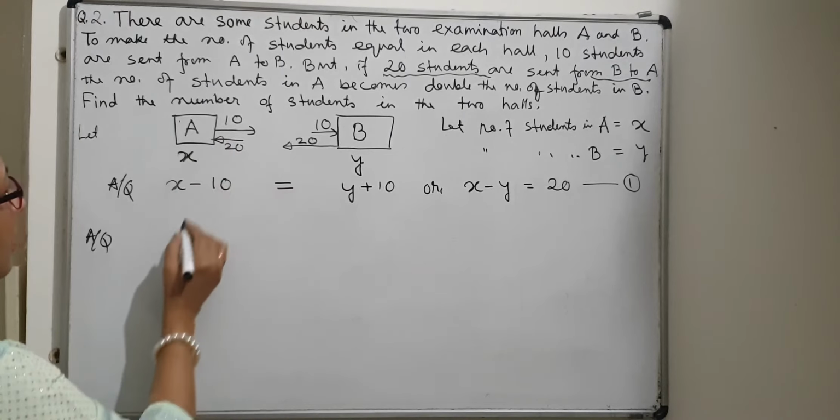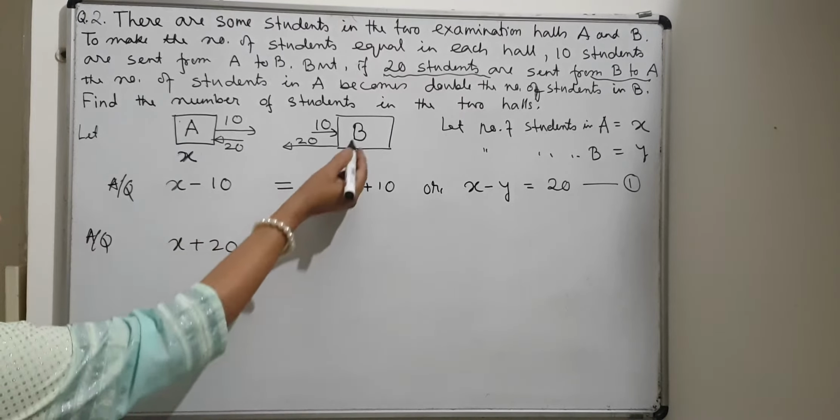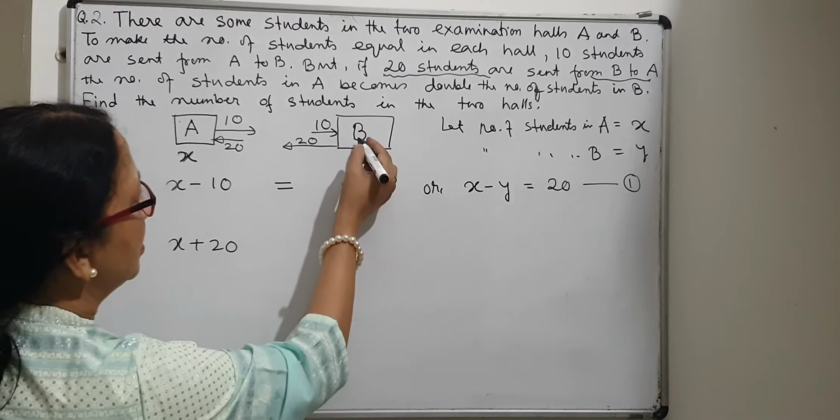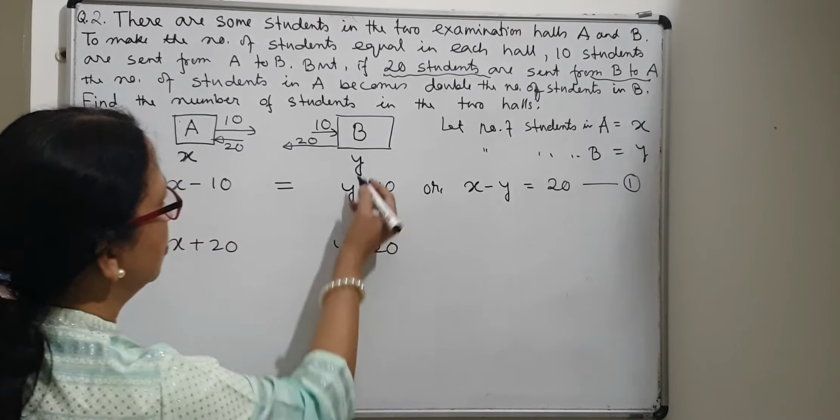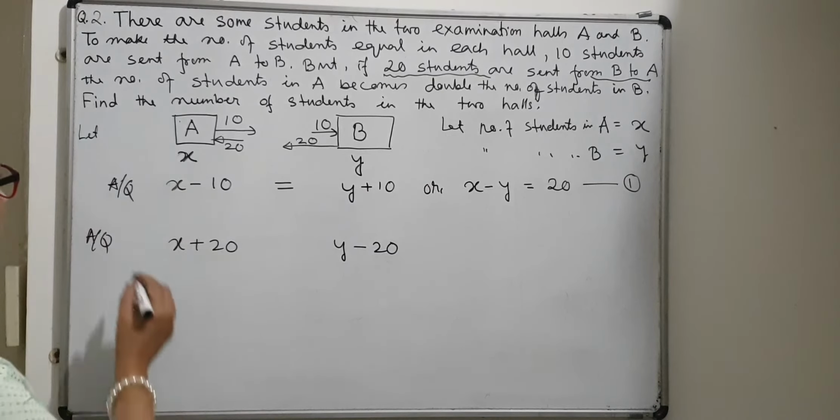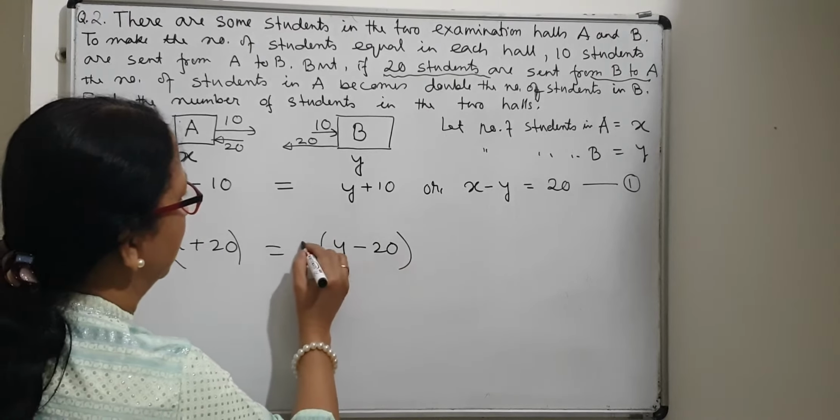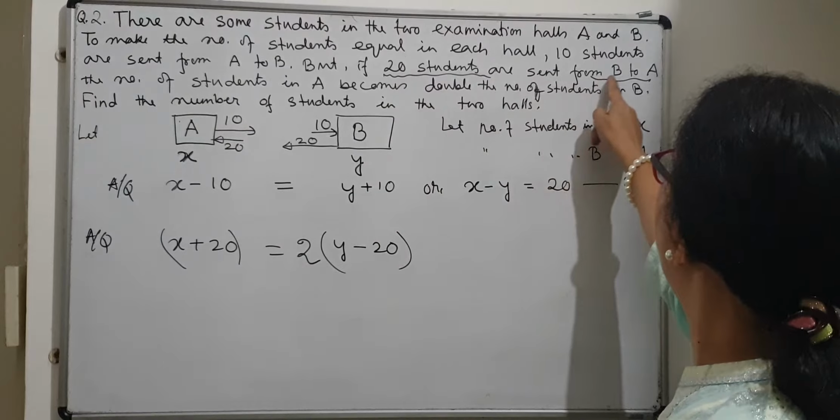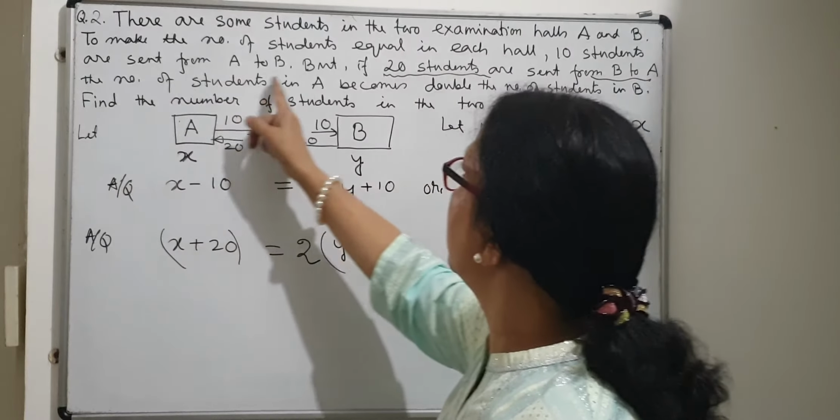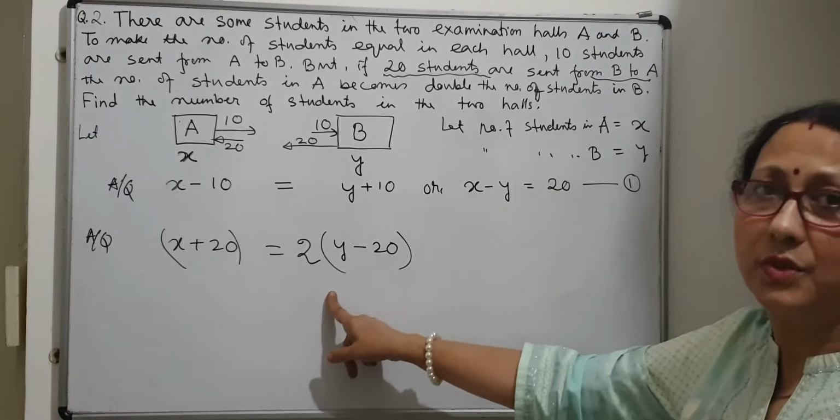The number of students in hall A will now be x plus 20, because 20 students have come from hall B, and the number of students in hall B will be y minus 20, because 20 students have gone out. According to the question, this number is twice this number. As it is given, if 20 students are sent from B to A, the number of students in A becomes double the number of students in B. So this is the thing.